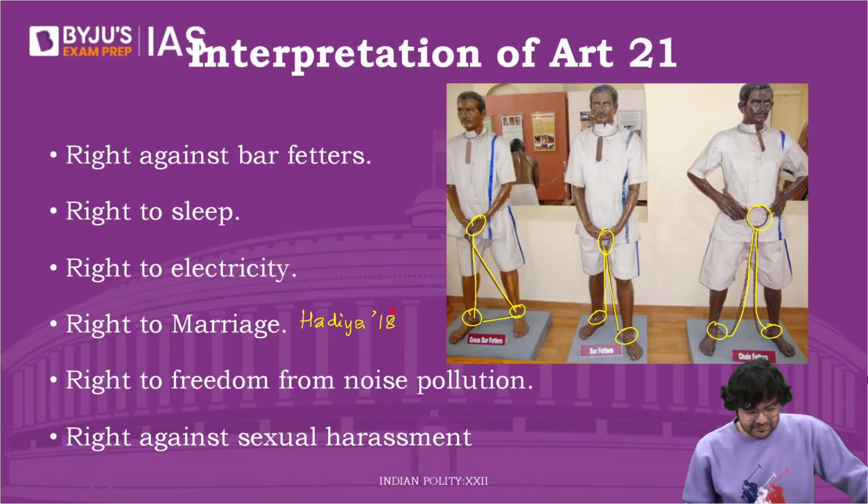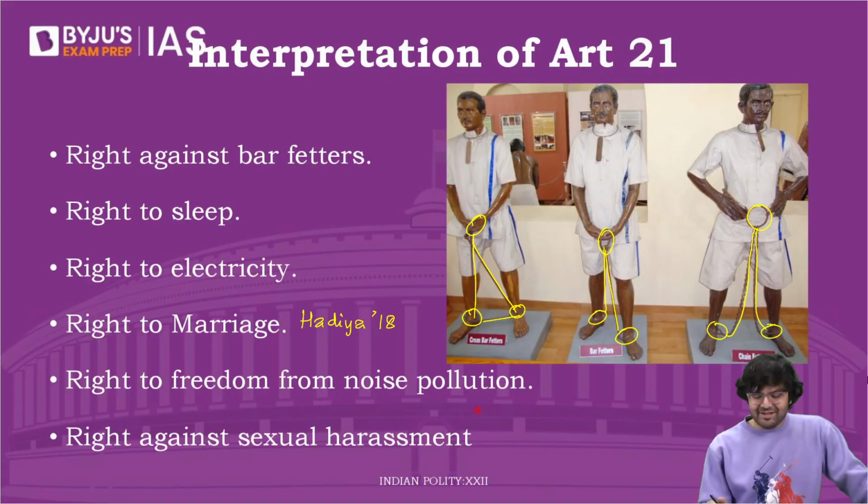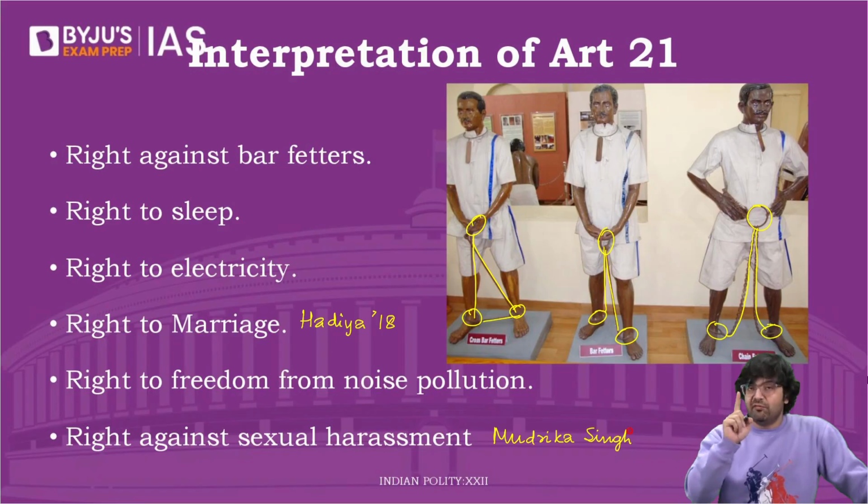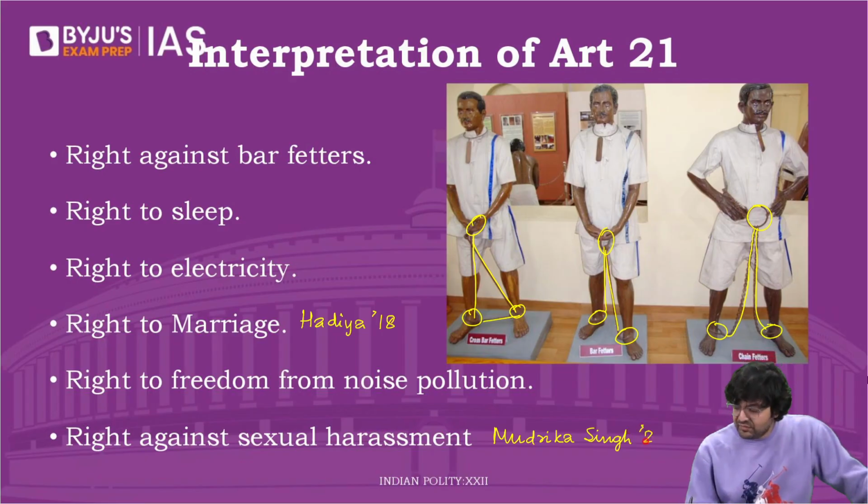Okay. So right to marriage is there. Then right to freedom from noise pollution. Right against sexual harassment. This was just done in 2021. Mudrika Singh case. So if somebody is sexually harassing you, it has now been equated to violating your right to life. The importance of this judgment.